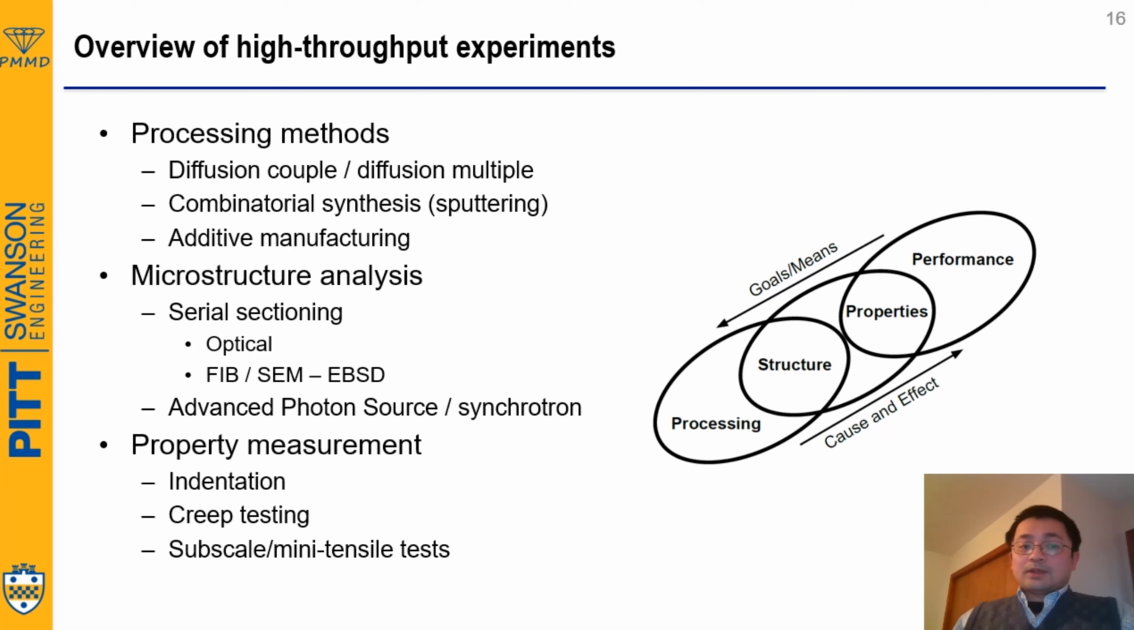So, as I already mentioned, we were talking about the processing method considered as high throughput. For experiments, we have a lot of things to deal with, not only the process, but also the microstructure analysis and property measurement. So this is an overview of the popular ones that I can find from the literature. And certainly I probably still missed some of the high throughput experimental techniques.